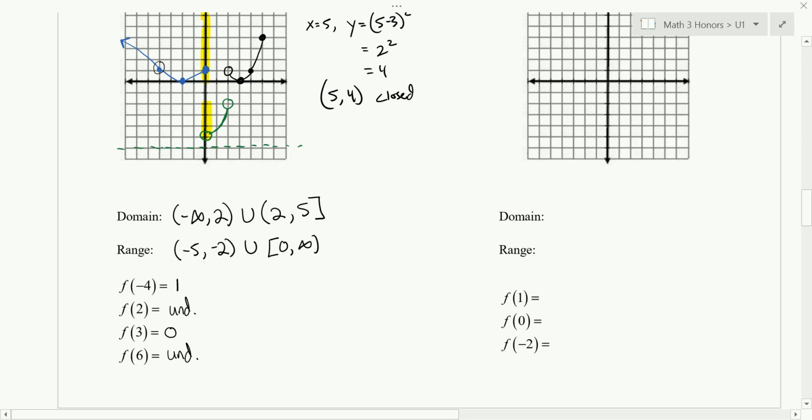All right, so this stuff puts everything together. The whole unit is just in this. Everything in the unit's been building up to this, being able to graph these, and then also write the equations of these.